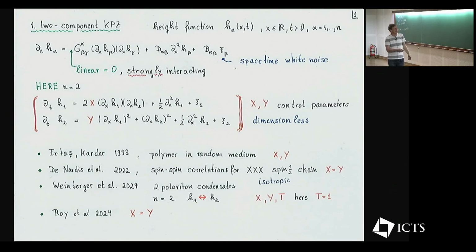And then recently there was an even more direct motivation. This comes from the nonlinear optics, excitons and polaritons people, and they have two coupled nonlinear Schrödinger equations, or Gross-Pitaevskii equations, so two condensates. And what happens in this case is that the condensates are, for physical reasons, actually symmetric under interchange.